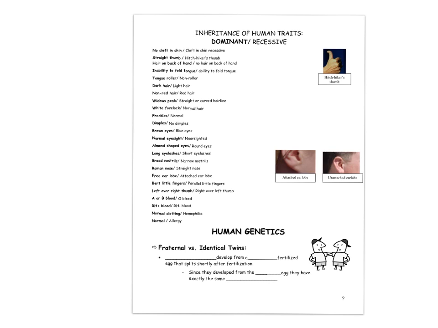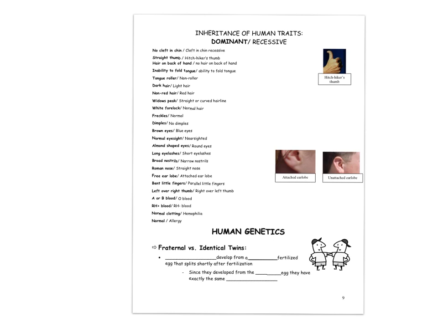So here are some great examples of inherited dominant and recessive traits in humans. No cleft in chin is dominant and cleft in chin is recessive. Hitchhiker's thumb is recessive. Straight thumb is dominant. Hair on the back of your hand is dominant. No hair on the back of your hand is recessive. Inability to fold the tongue, so when you fold it you form a little channel in your tongue. The ability to fold the tongue is recessive. The tongue roller, either you roll your tongue back or not, non-roller is recessive.